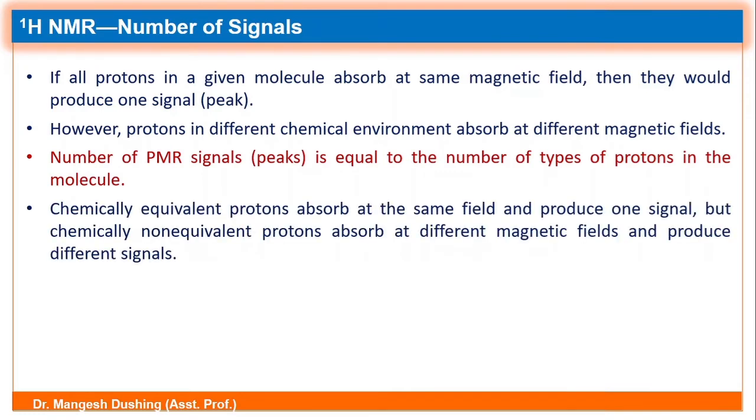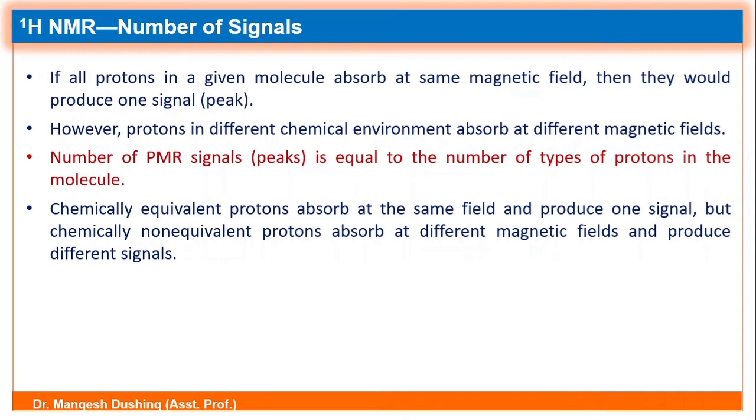Chemically equivalent protons absorb at the same field and produce only one signal, but chemically non-equivalent protons absorb at different magnetic fields and produce different signals. So how many types of protons are there in the molecule? That is the number of peaks we get in the NMR spectrum.